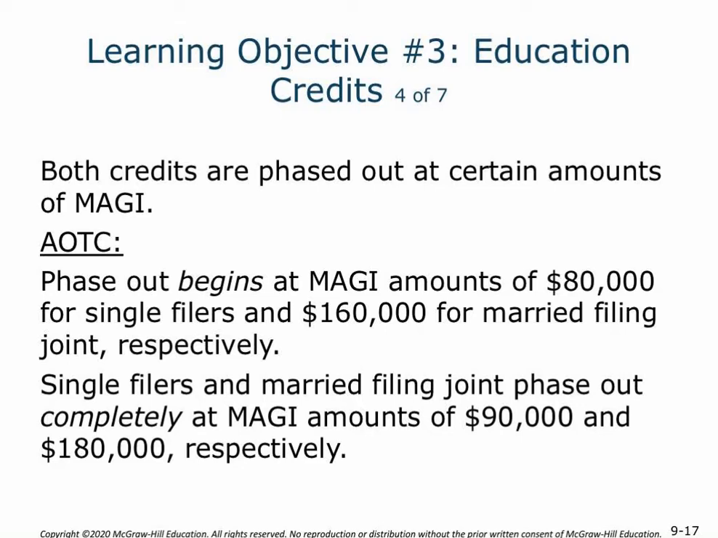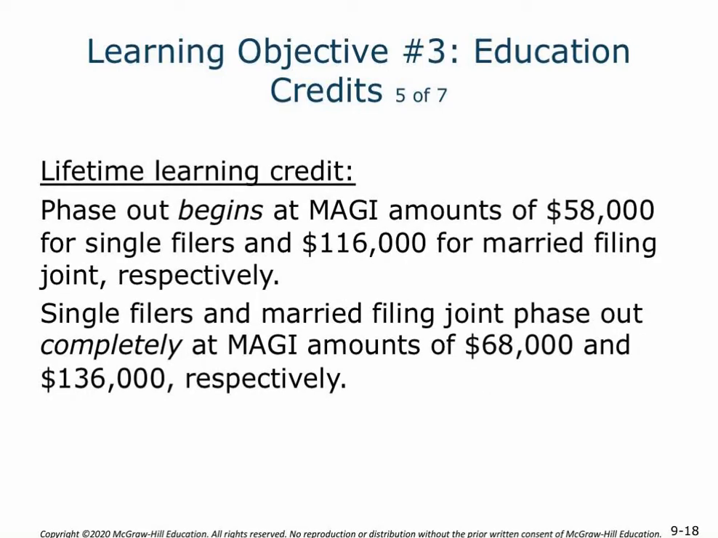Now for the lifetime learning credit, we're going to have the same 10,000 phase out range for single filers and 20,000 phase out range for married filing jointly. But we're going to start that at 58,000 for single filers, and it's going to get completely phased out at 68,000. And for married filing jointly, it starts at 116,000 and will completely get phased out at 136,000.